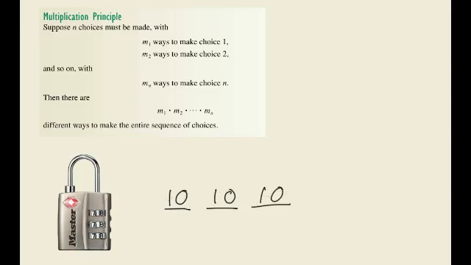So to figure out the total number of lock combinations that are possible, we would just multiply these numbers together to get that there are 1,000 possible lock combinations for this lock, which makes sense because if the 3 numbers line up to make a 3-digit number, that number is going to be somewhere between 0, 0, 0 and 9, 9, 9, and so of course there would be 1,000 different combinations.